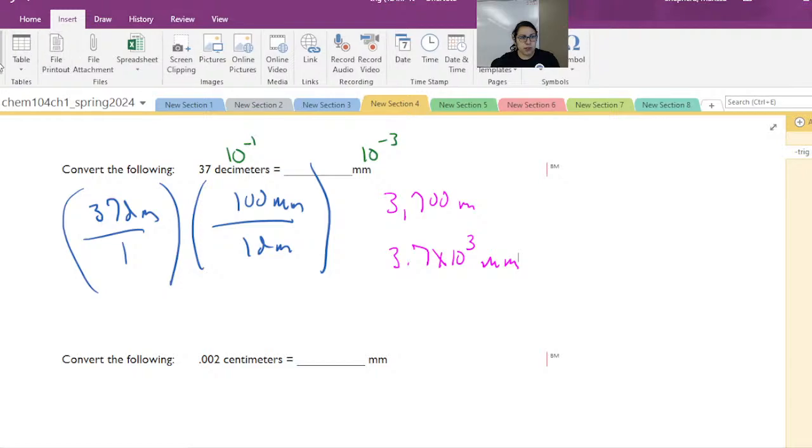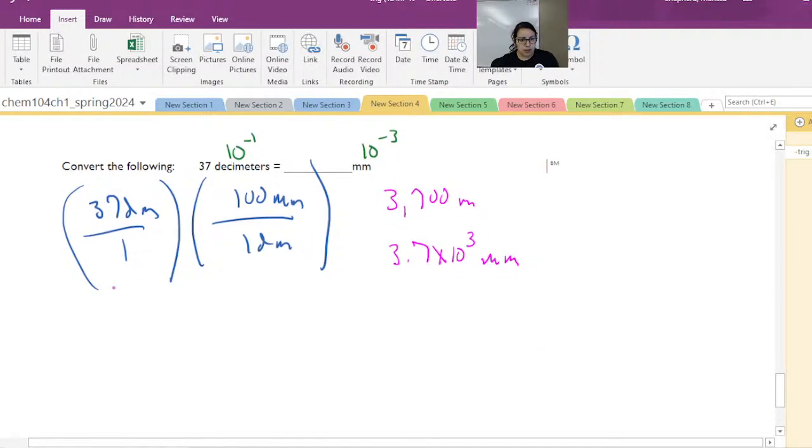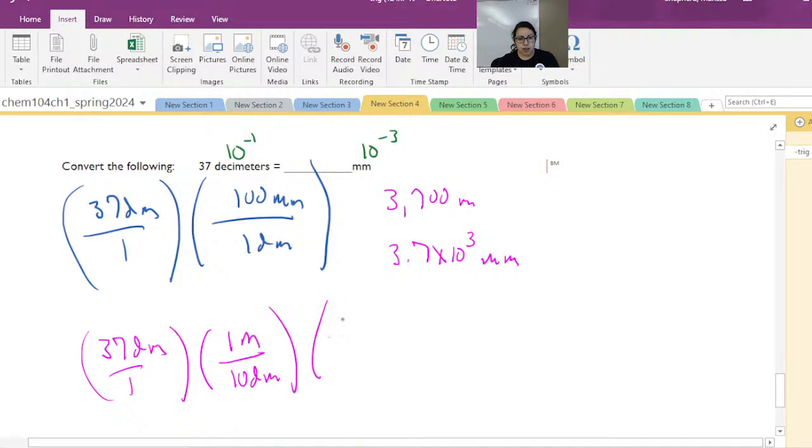And then you could do the two-step conversion as well. So I'll write that out. So 37 decimeters. So then going from decimeters to meters, there's 10 decimeters in a meter. And then going from meters to millimeters, there's 1,000 millimeters. And then you can see that factor of 100 again crop out. Questions on this problem?